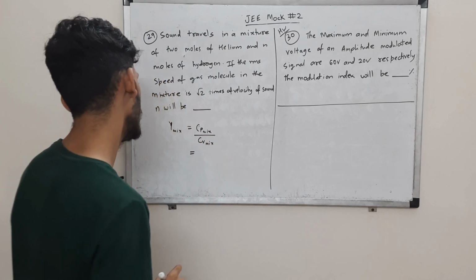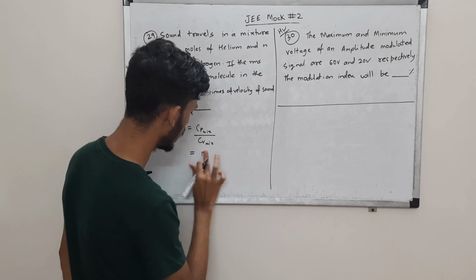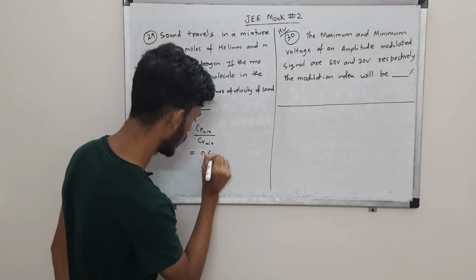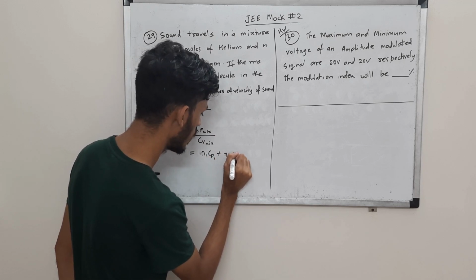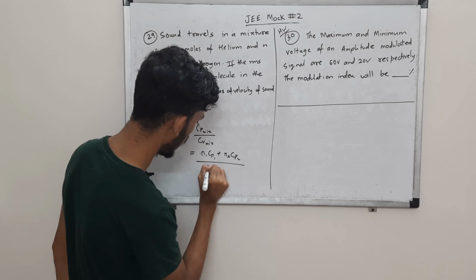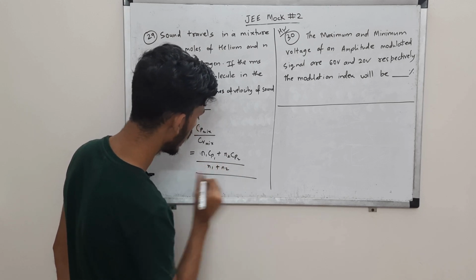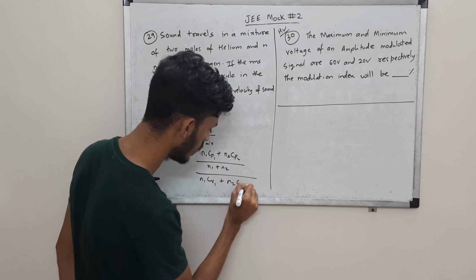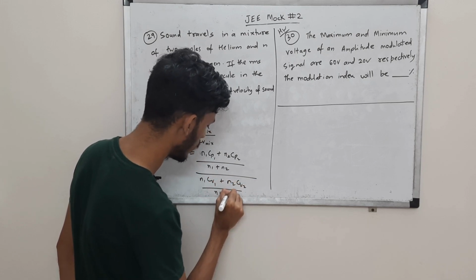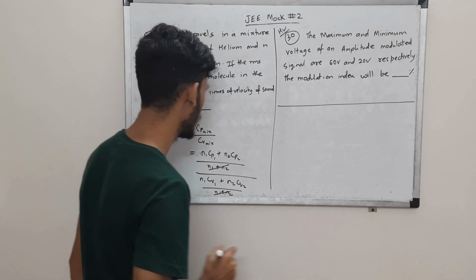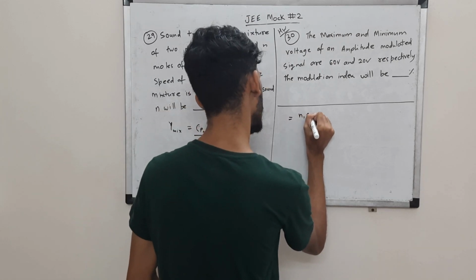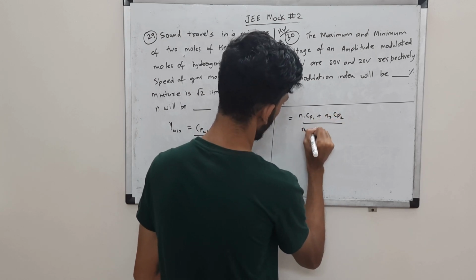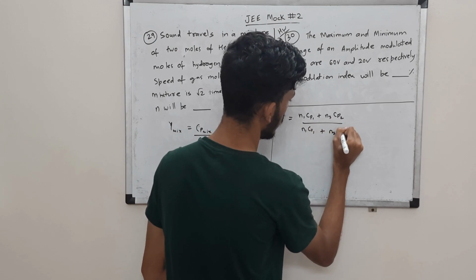So basically Cp and Cv of the mixture will be given as (n1 Cp1 + n2 Cp2) upon (n1 + n2). This is for Cp, and similarly for Cv, (n1 Cv1 + n2 Cv2) upon (n1 + n2). So this n1 plus n2 will get cancelled. So finally we have (n1 Cp1 + n2 Cp2) upon (n1 Cv1 + n2 Cv2).